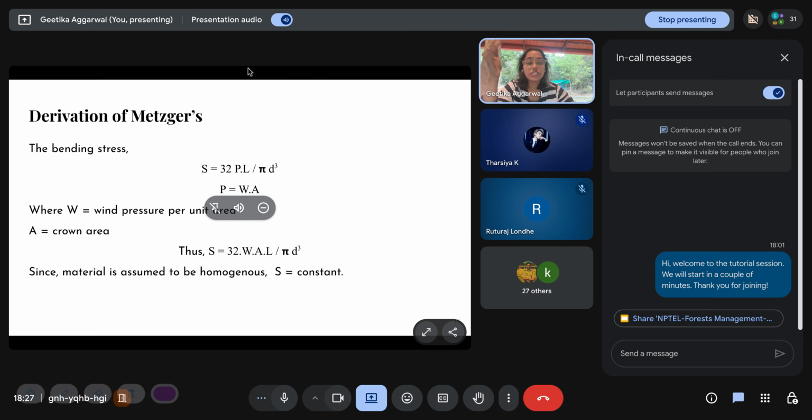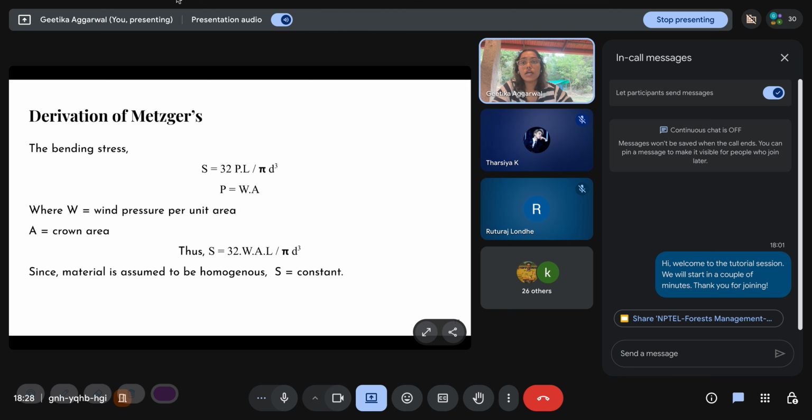So the bending stress throughout the bar or the stem of the tree is actually constant because it's a property of the material of the tree. So it's the property of the material of the cantilever beam. And now, because we're talking about the tree, it's the property of the tree stem. So the bending stress is constant throughout. So 32 into W into A into L by pi d cube is a constant.